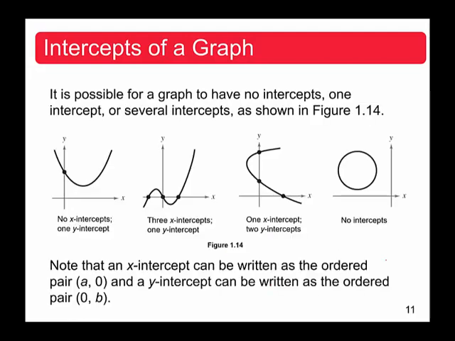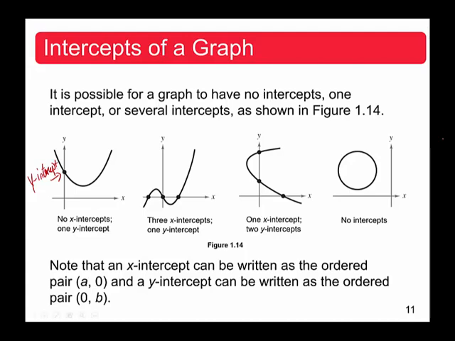Okay. And it's possible for a graph to have no intercept, maybe one intercept or several intercepts. First of all, let's look into each scenario. First one, if you look at it, looks like a parabola. It has no x-intercept, right? The graph doesn't meet with the x-axis, but it does meet with the y-axis once. Okay, so we have a y-intercept here. No x-intercept.